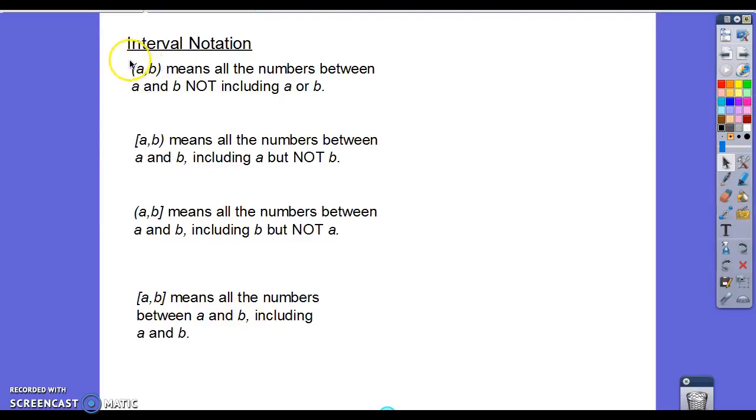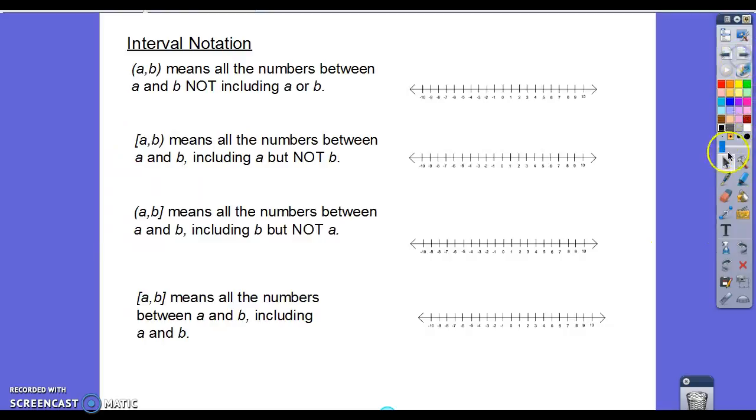Notice that we use parentheses when we don't want to include that number, and we use a bracket when we want to include that number. So for example, let's use these here. Let's say I wanted to do, and I'll use the other notation for a second, let's say we wanted to look at all the numbers between -4 and 2, and that's the less than sign.